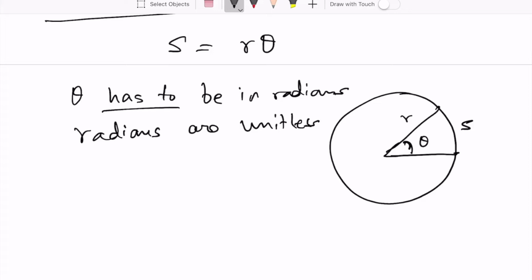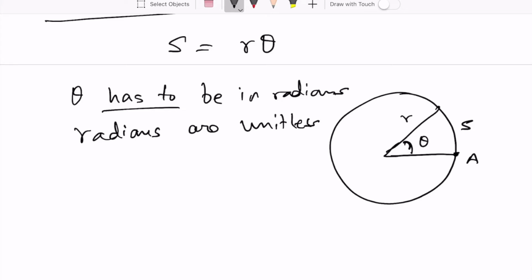So let's look at one example. Before we do that, suppose this is a circular track. The diagram that I have here is a circular track, and you start at this point A, right? And let's say that the radius of this circle is 3 meters. Okay, so r is 3 meters.